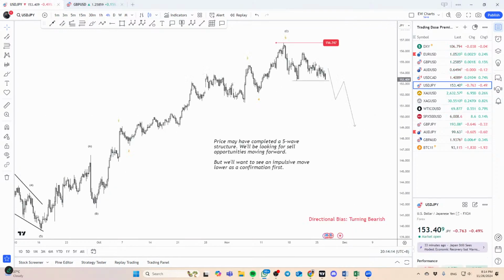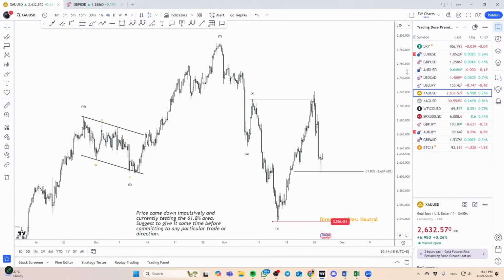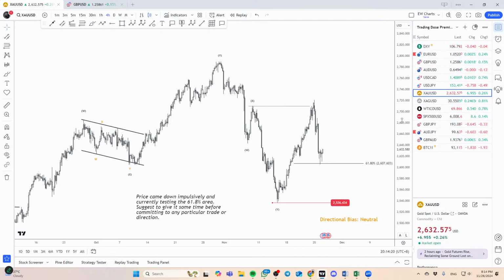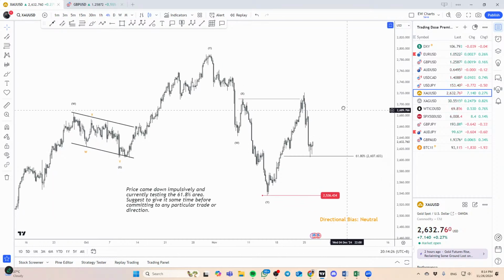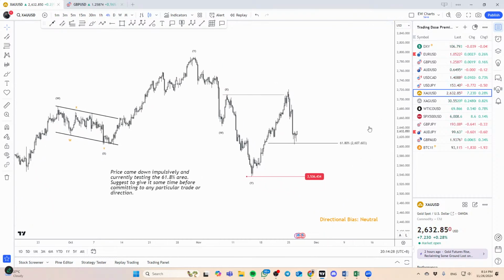Okay. Then we have the dollar yen. Just now we talked about it already. Then we have gold. Okay. For gold here, it's going to be neutral for me now. We were expecting that pullback, but I did not expect it to come down so aggressively, right? And because of that, I'm just going to be neutral.